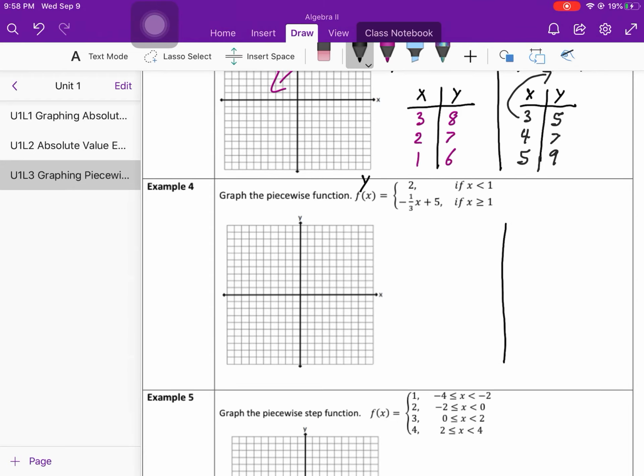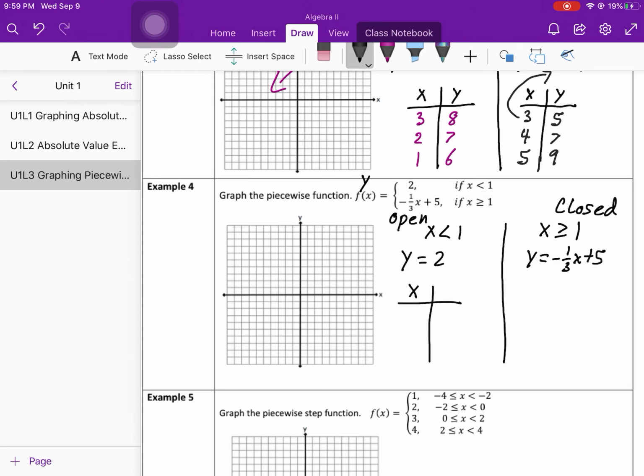In this case, when I do my 2-column split here, this side is x less than 1, this side is x greater than or equal to 1. This side is going to be an open circle because it's a less than symbol, it doesn't have the equal to. This one's going to be a closed circle for everything. And then this is going to be y equals 2, and this side is going to be y equals negative 1/3 x plus 5. I'm going to go ahead and make my table.